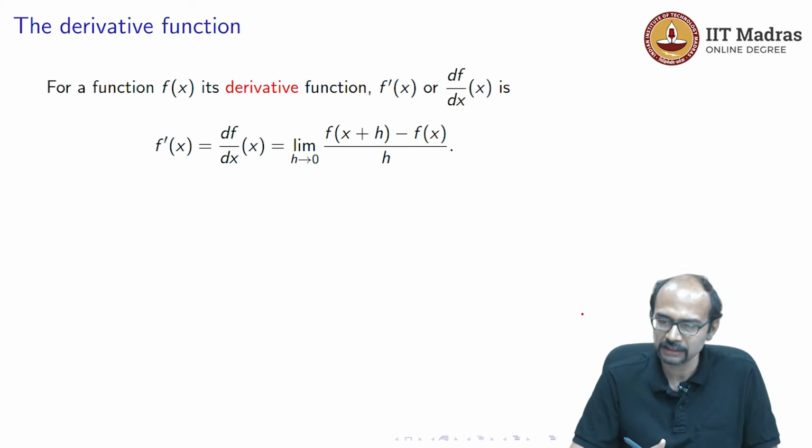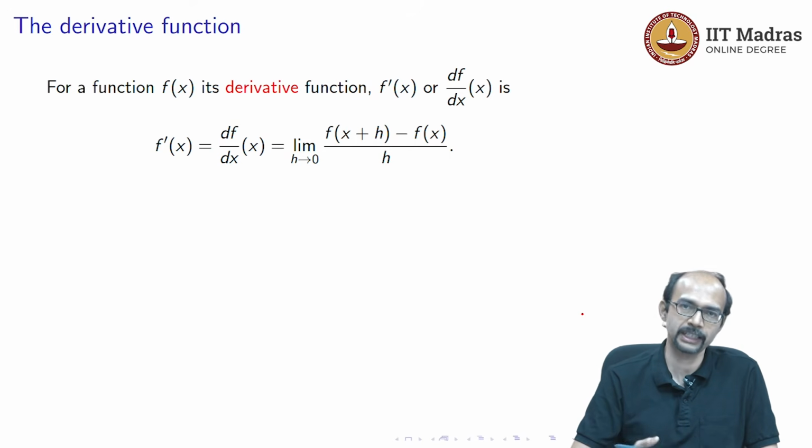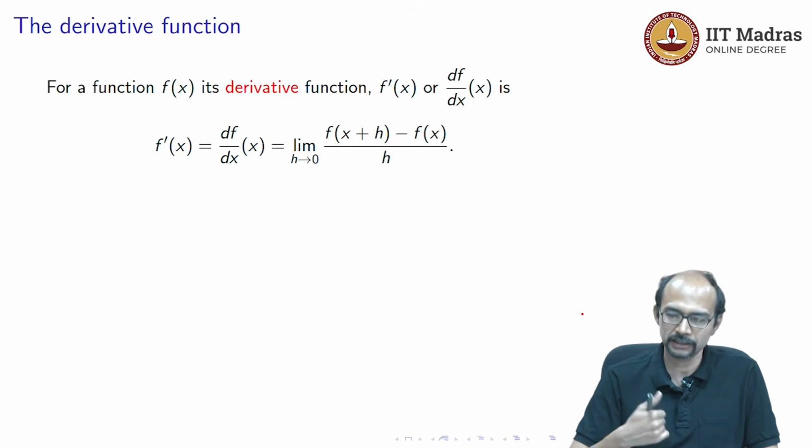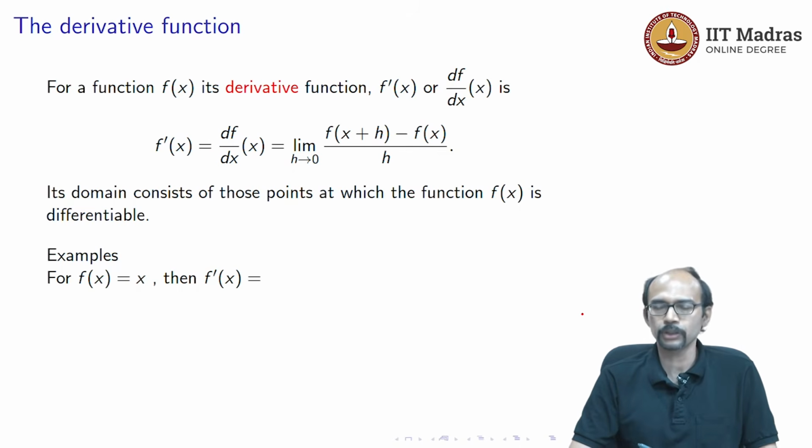For a function f of x, its derivative function, which is denoted by f prime of x or df dx of x, is the limit as h tends to 0 of f of x plus h minus f of x by h, the value of that limit at the point x. That's what we mean by the derivative. If you do it at different points, you get different values, and that is exactly what the derivative function is. And of course, it may happen that for some points the derivative does not exist.